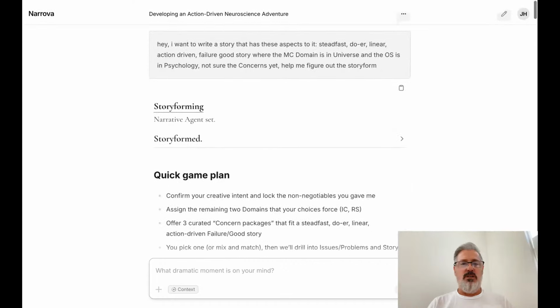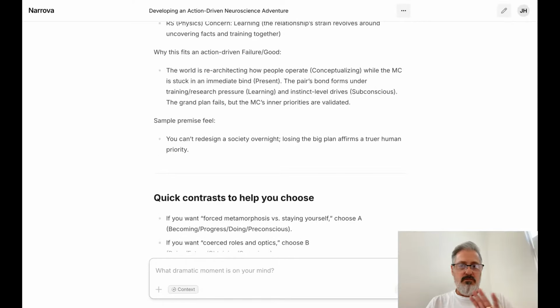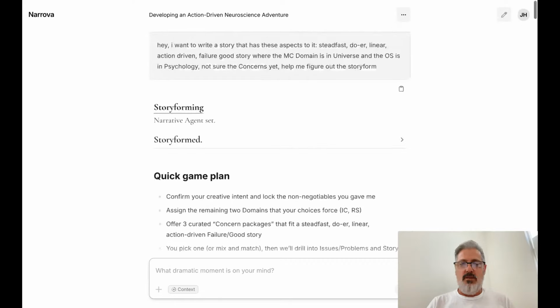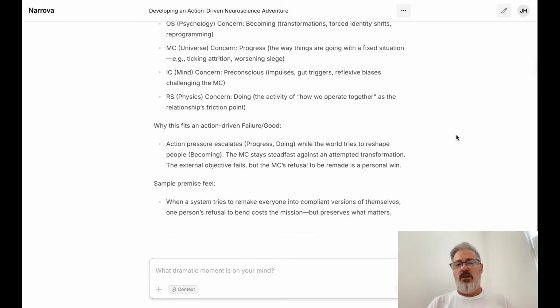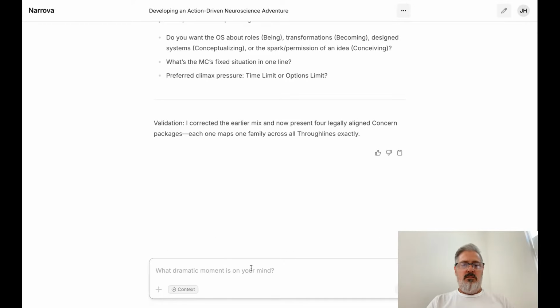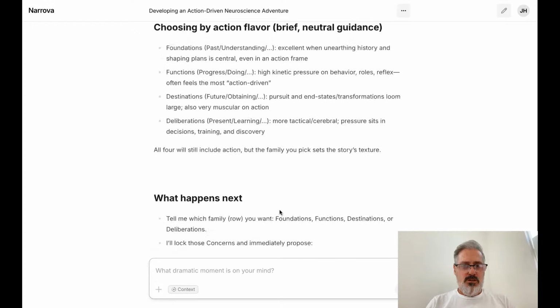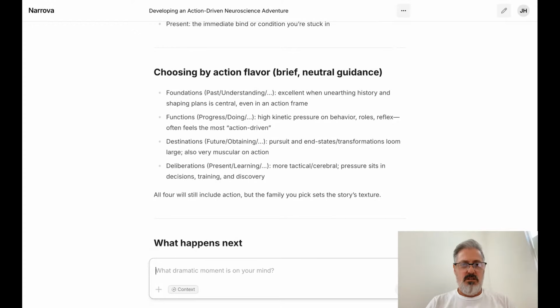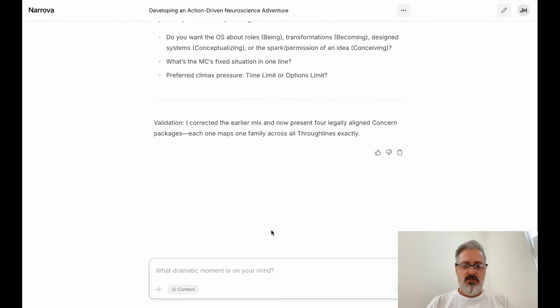If you're just coming from a straight story forming idea, you want to just go to the story form agent. Oh, this is what I wanted to see. Which one of these sounds interesting? Let's do the one that's of the time. So let's do the destination one. What do I have to choose next?